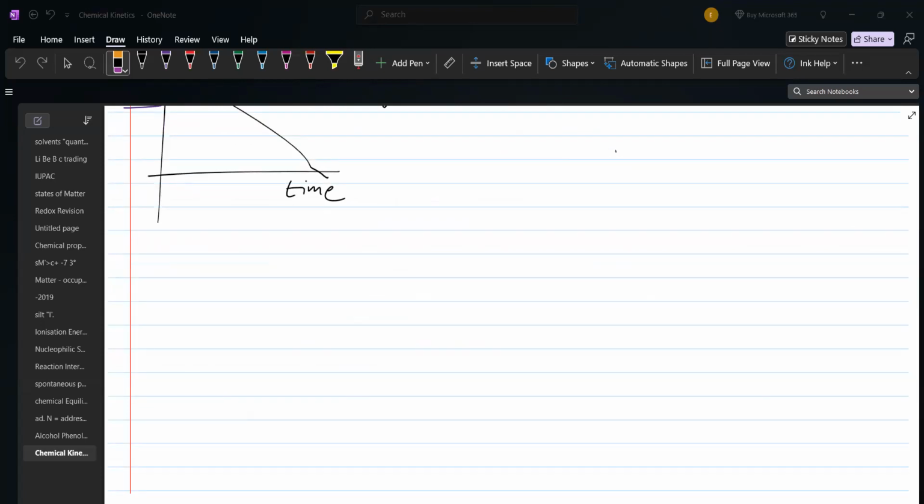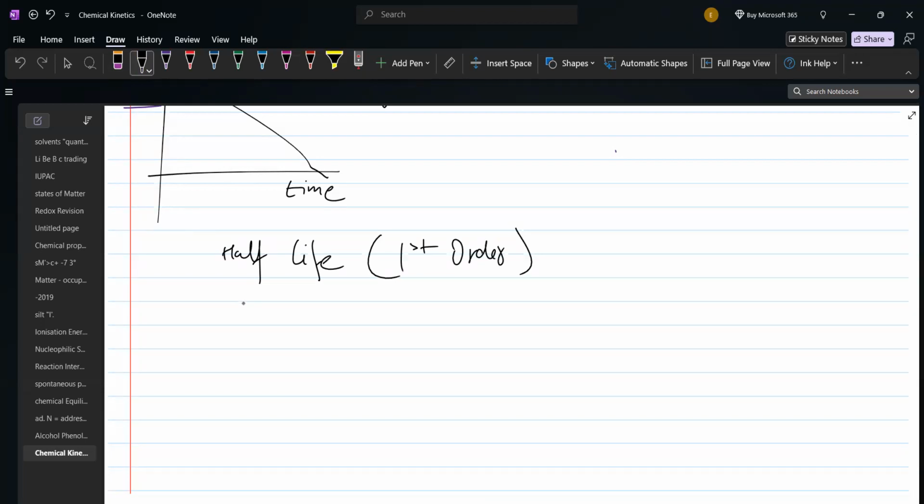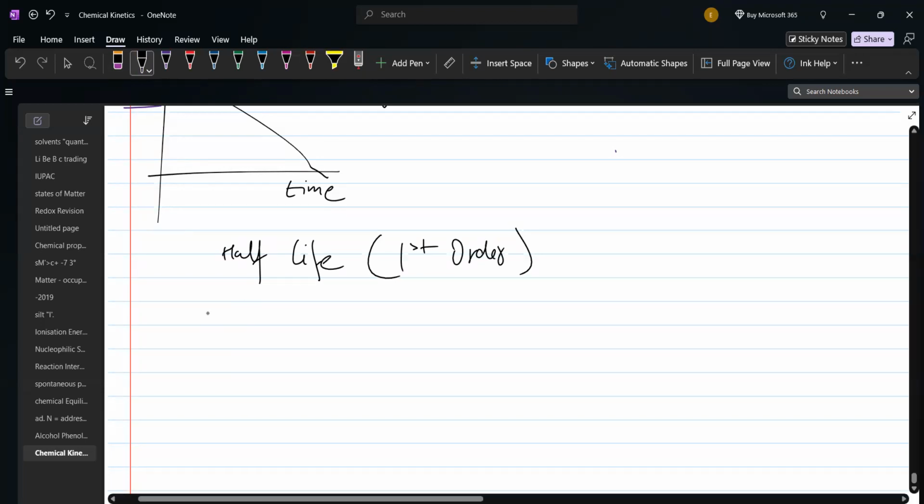Now we have to understand the concept of T half, the half life in first order reaction. We have talked about it in zero order. So in first order we are going to see T half. The definition is the same: time taken for 50% completion of reaction. At T half the concentration of A becomes A naught upon 2. The concentration becomes half.